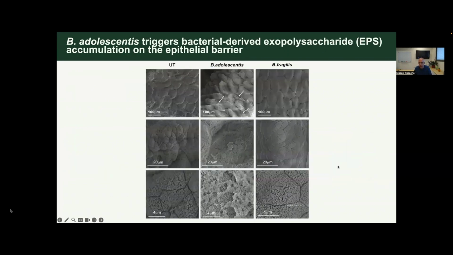When we zoom in using electron microscopy, we can see that in the small intestine, we can nicely detect the intestinal villi and the brush borders of the epithelial cells in untreated mice or in B. fragilis gavaged mice. But when we look at mice that were gavaged with B. adolescentis, we can see the accumulation of this strange substance, which we speculate is a bacterial-derived exopolysaccharide produced by B. adolescentis, and this substance coats the brush border of the intestinal epithelium. It might be responsible for the changes in gut permeability that we detect in vivo and in vitro.